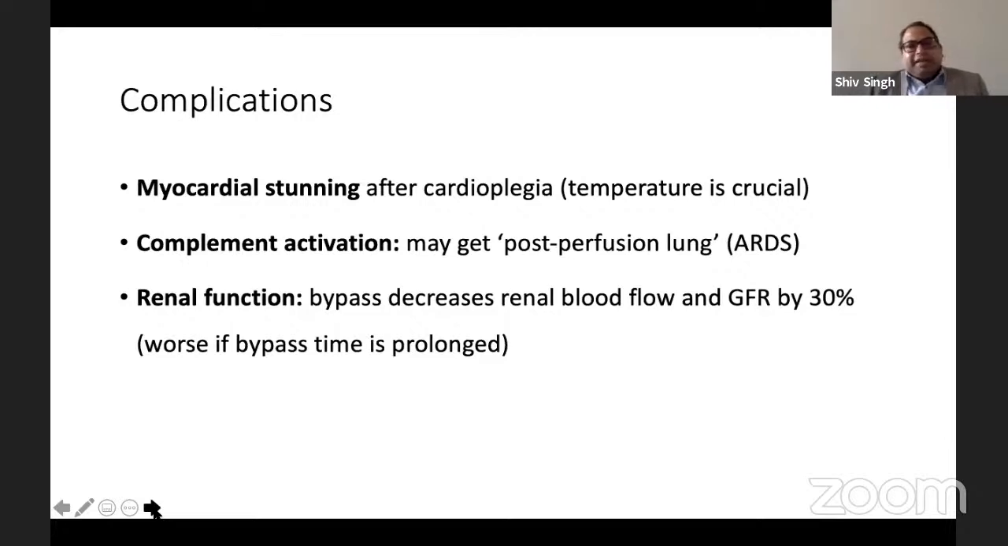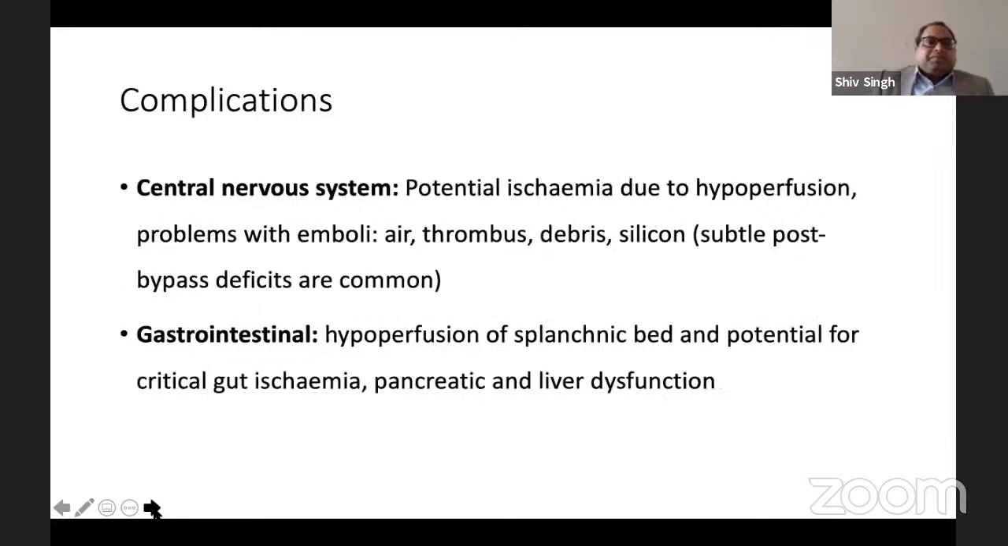Complement activation can lead to post-perfusion lung, which is an ARDS kind of picture. Renal dysfunction is known, as bypass decreases renal blood flow and glomerular filtration rate by almost 30%. So it worsens with the duration of the cardiopulmonary bypass.